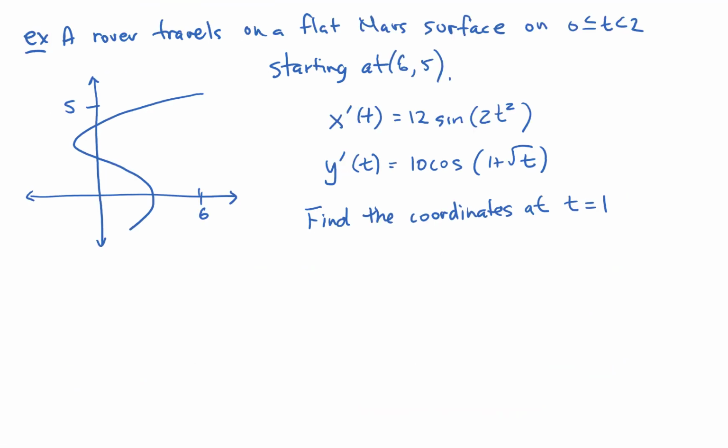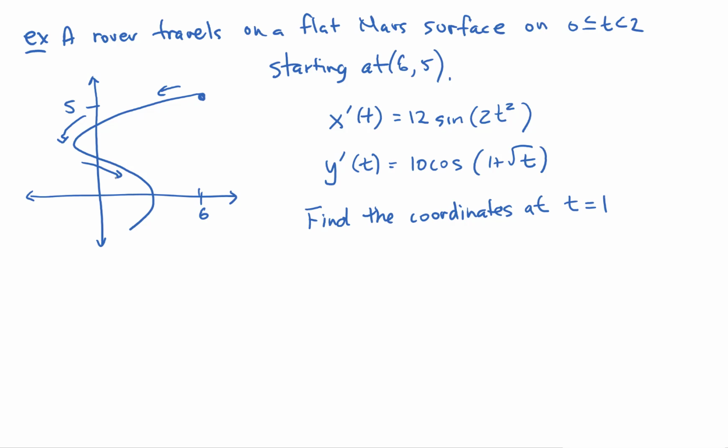So here's an example of this. If you get a Mars rover and it starts off at this point 6, 5 and it's traveling along this curve in this direction, and you have a function for the change of x as time goes on, and a function for the change of y as time goes on. We want to know where this rover is at time equals 1. We'll assume this is in meters and hours.